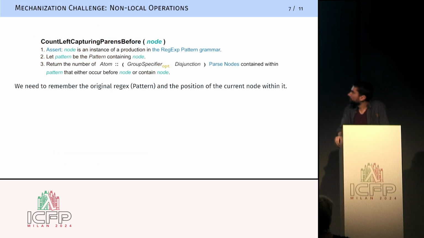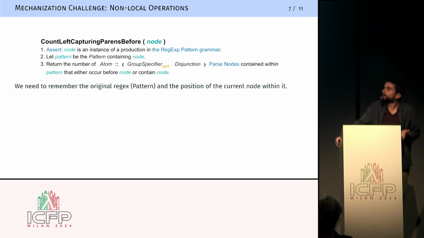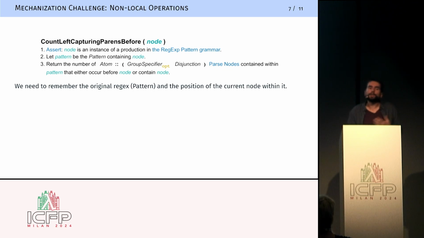Now, finally, one last challenge that we had during the mechanization is that a few functions in this chapter were using some kind of what we called non-local operations. So let's look at an example. In this function, there is only one argument, which is a node of the regex AST. And what the function is actually doing is that it's counting the number of capture groups that happened in the original regex pattern before the current node. And so, of course, if you only have the node of the AST, it's not enough to do that. And so to implement it in Coq, we need a bit more. We need to remember the original regex pattern and the position of the node within it.